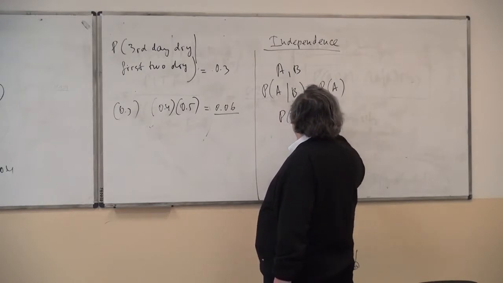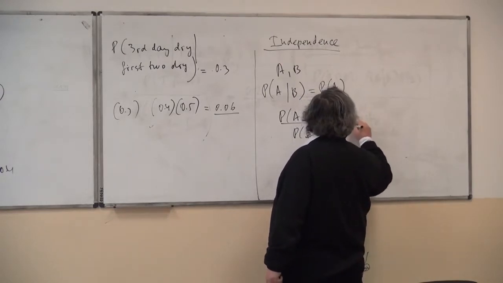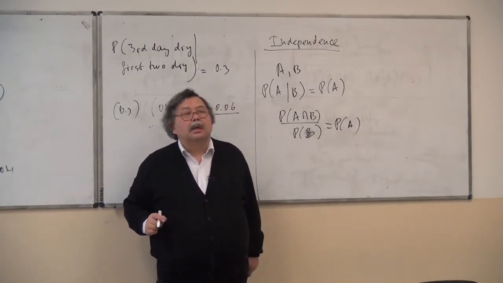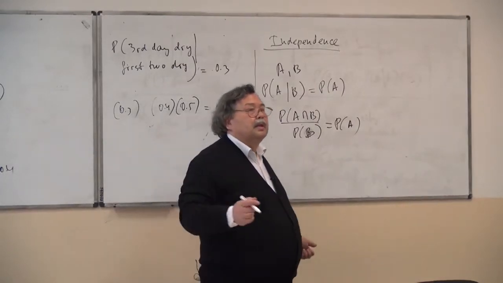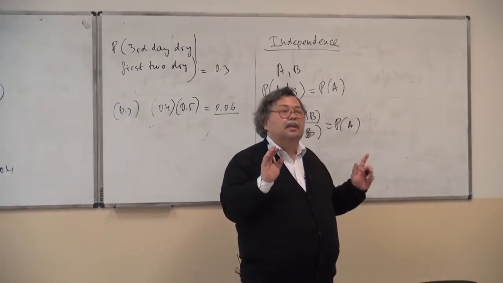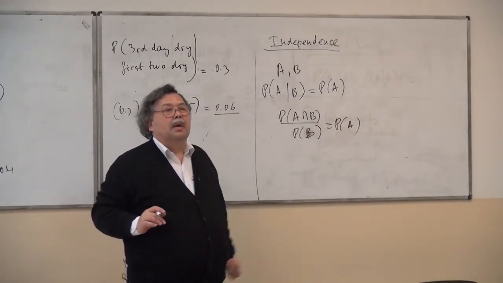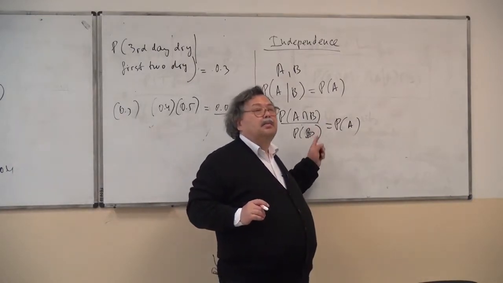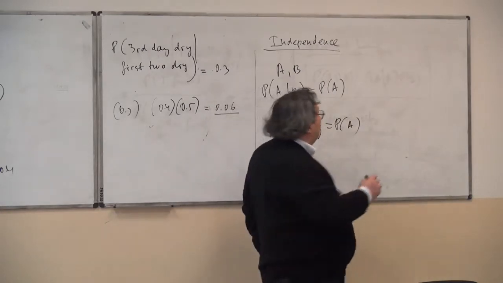Probability of A intersect B divided by the probability of B must be equal to the probability of A. And this can be used as the definition of independence. So, if two events are independent, then we expect that this is true. But there is a complication. This formula requires that the probability of B be not 0.